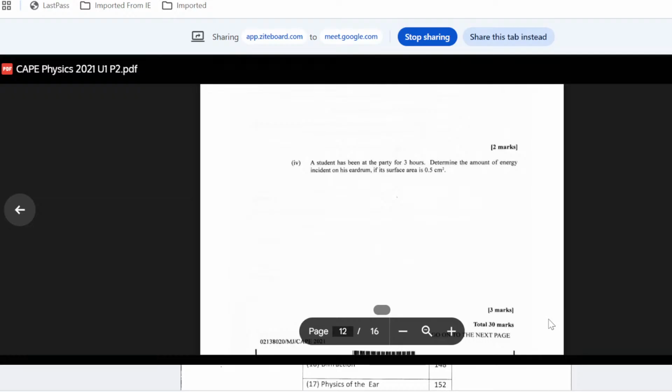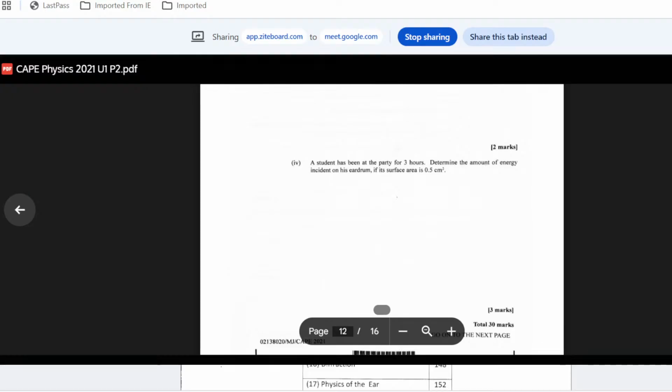What's energy over time, right? So we know I, it's the same I from the previous question, 1 times 10 to the -3. We know the time, we know the area. So it's just a matter of rearranging and substituting. Alright, so the time, convert to seconds. What was the area they gave us?